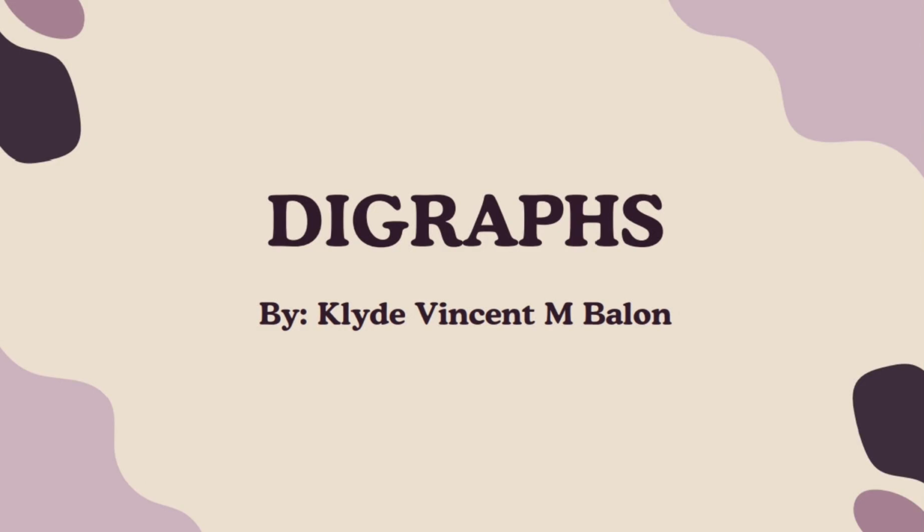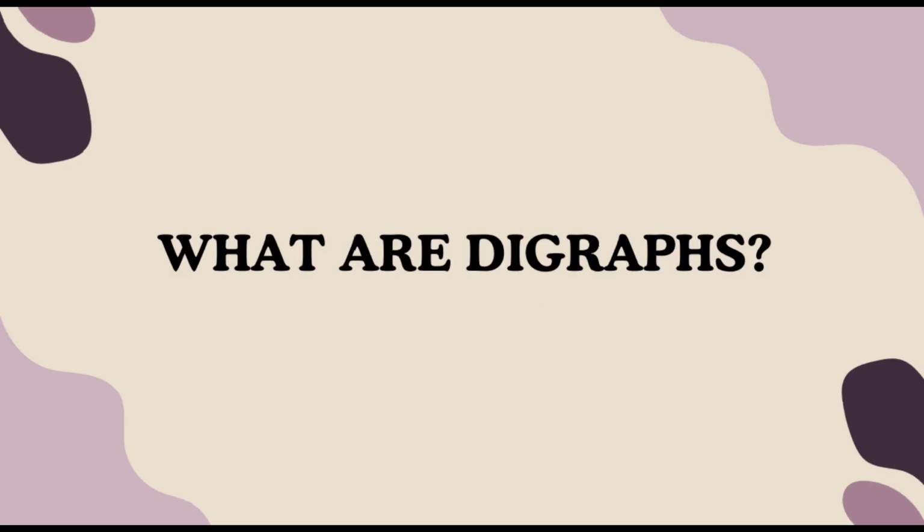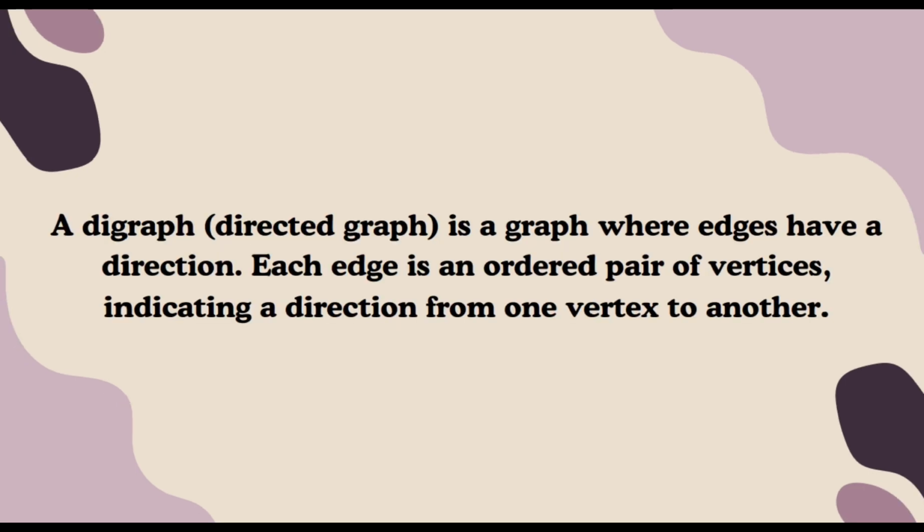Good day everyone. Today we are discussing digraphs. What are digraphs? A digraph is a graph where edges have a direction. Each edge is an ordered pair of vertices indicating a direction from one vertex to another. Let's do a quick example.